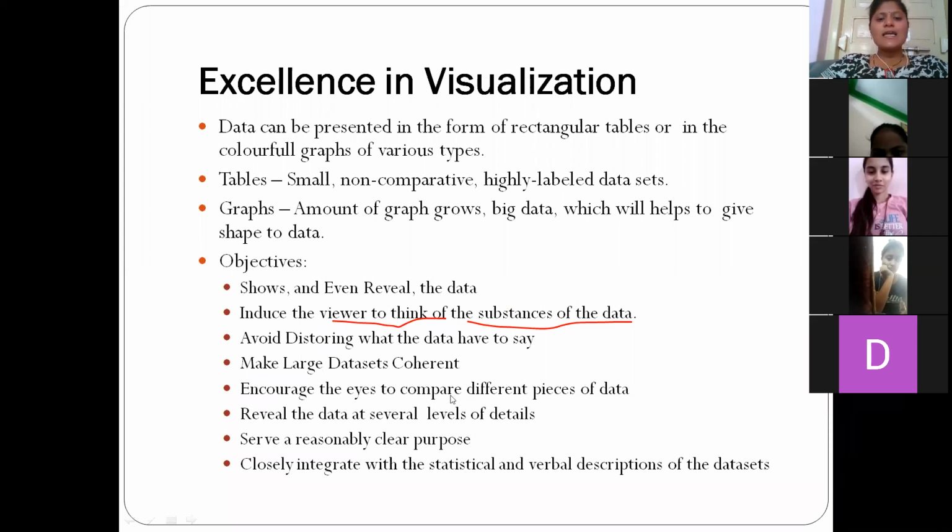Next is making a large data set coherent. Whatever the data is there, that should be coherent. It should give the complete information of the data.